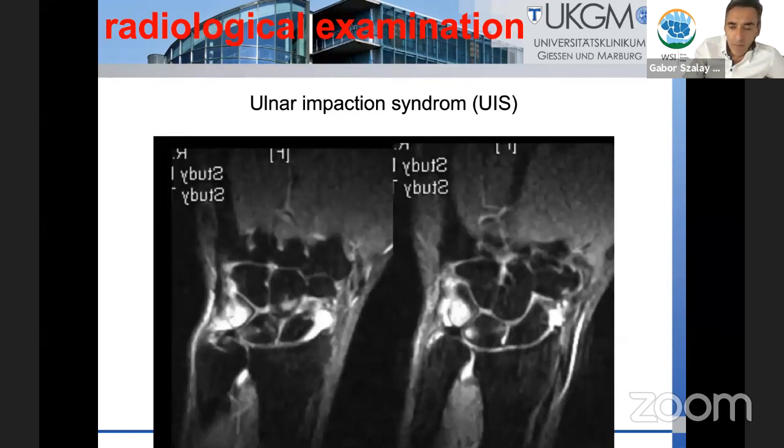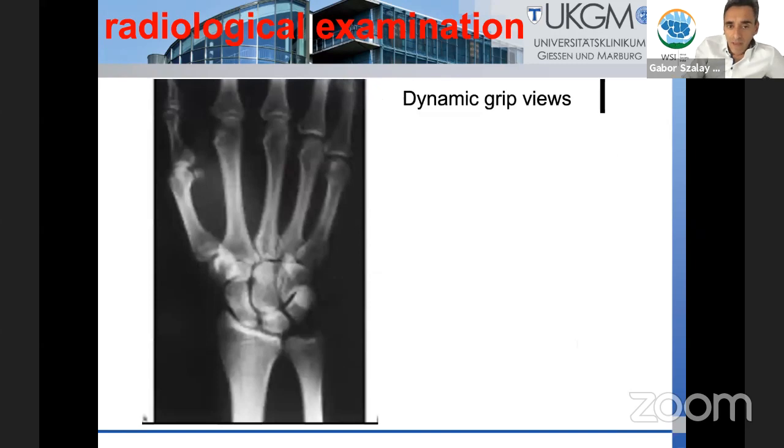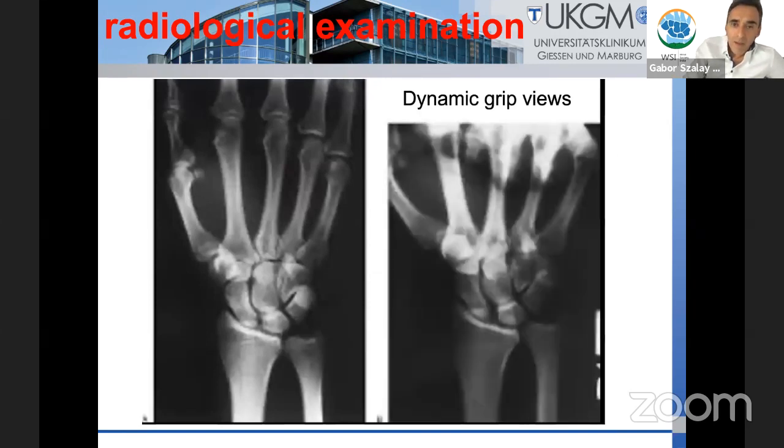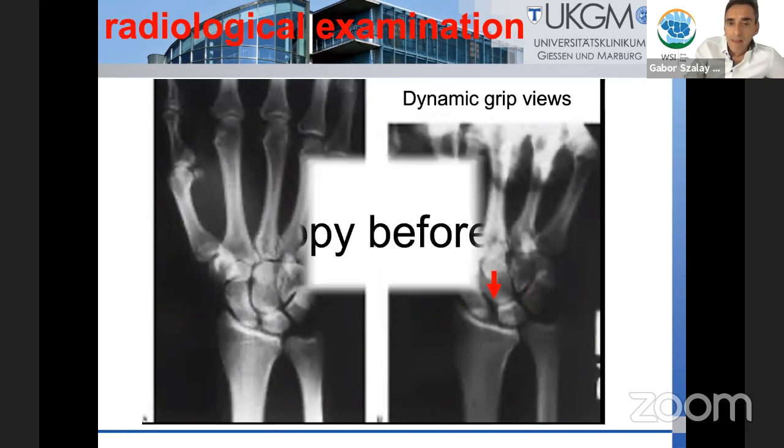And somebody already mentioned it before, always when you see the lunate lightening on the ulnar side, it is in most cases not Kienbock's disease, it is an ulnar impaction syndrome. In case of doubt, I perform the dynamic grip view, and then you see that you have a positive ulnar variance and also a problem of the scapholunate ligament.